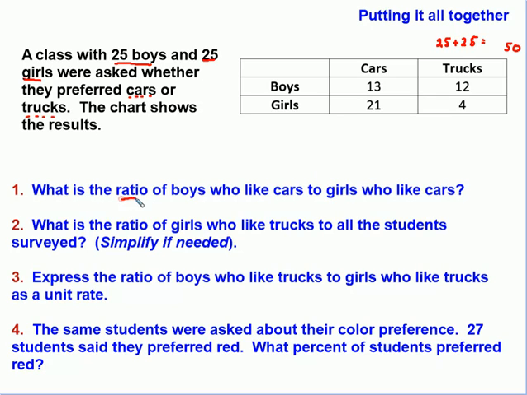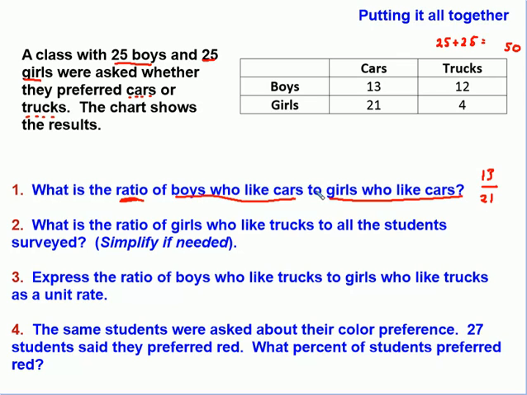What is the ratio of boys who like cars to girls who like cars? So our ratio should have boys who like cars on the top and girls who like cars on the bottom. Boys who like cars, there were 13 of them. And girls who prefer cars, they had 21 of those. So our answer is 13 over 21. 13 to 21 is our ratio.